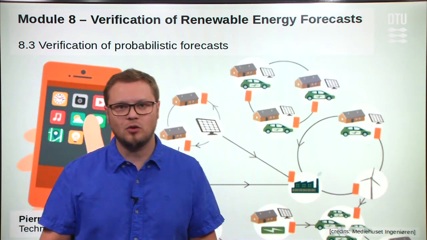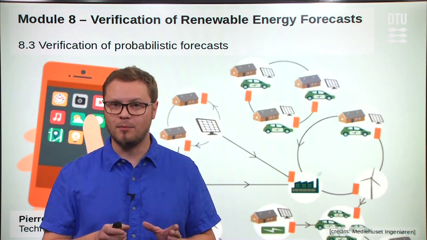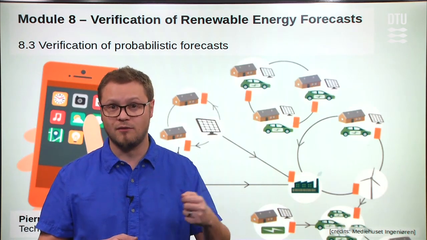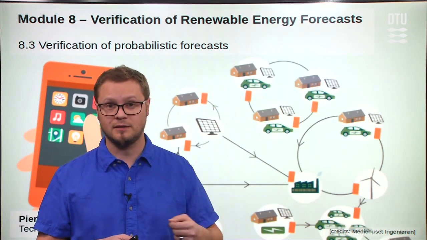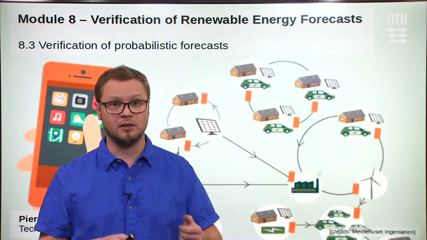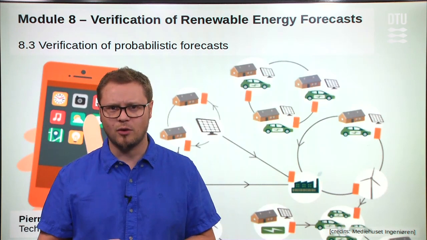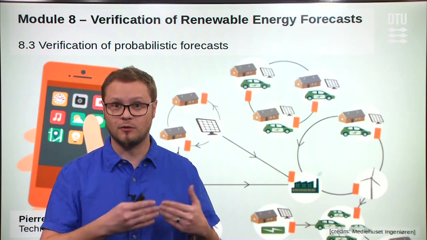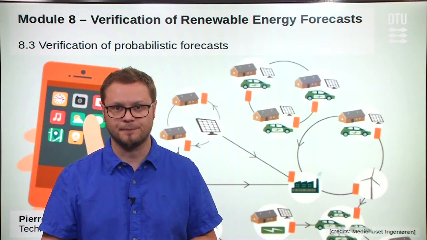Hi, let's now close Module 8, Verification of Renewable Energy Forecast, with its third block, Verification of Probabilistic Forecast. Remember that we previously discussed deterministic forecasts, which were single-valued trajectories into the future, for instance for a lead time of 24 hours ahead, telling you power generation is going to be this value for this time. Now we're going to deal with probabilistic forecasts, which are related to a probabilistic statement, which means telling some of the characteristics of the random variable power generation at that time.